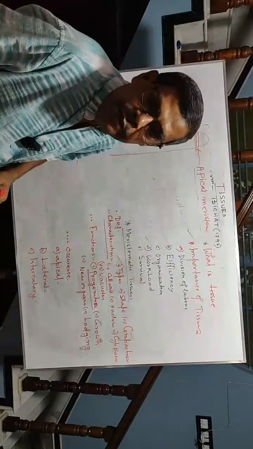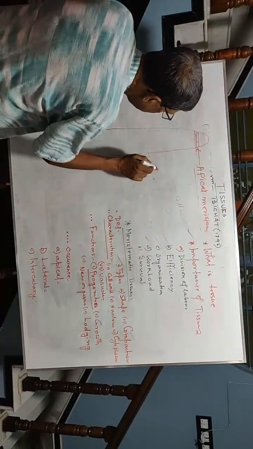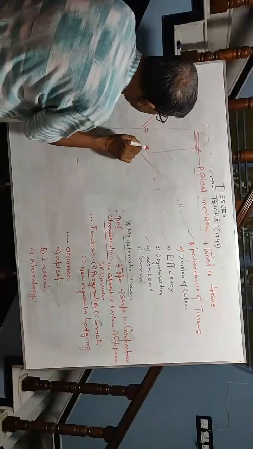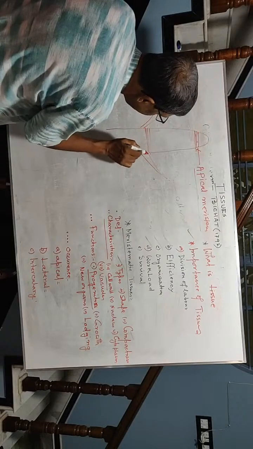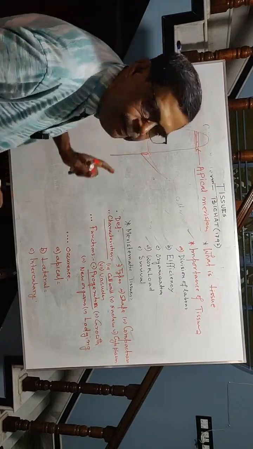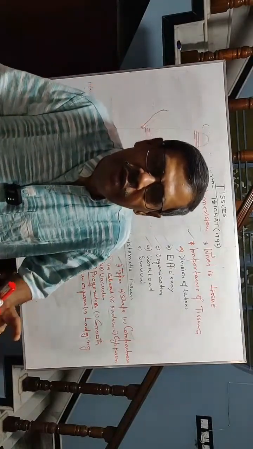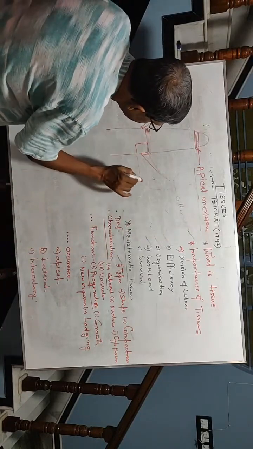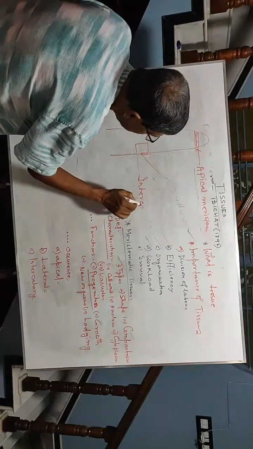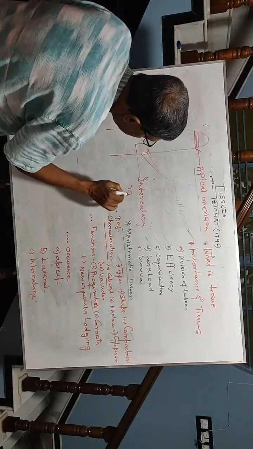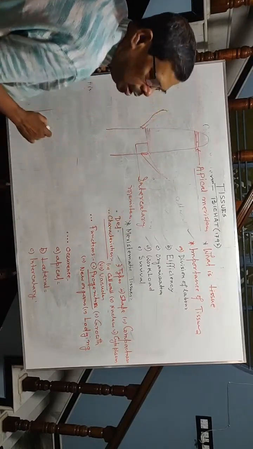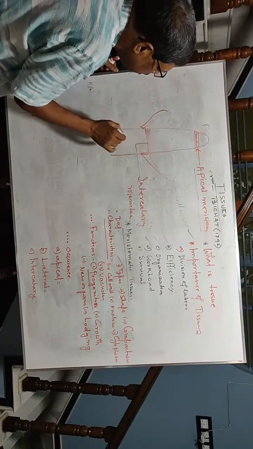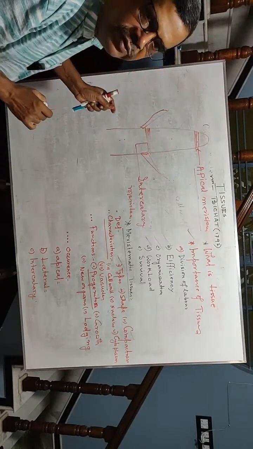Next, this is called internode, leaf base. The internode and leaf base are composed of intercalary meristem. This is intercalary meristem. Clear? This is permanent tissue. Within the permanent tissue, there is situated intercalary meristem.